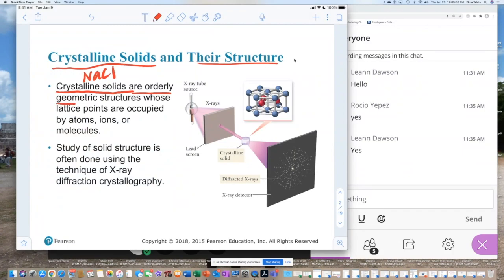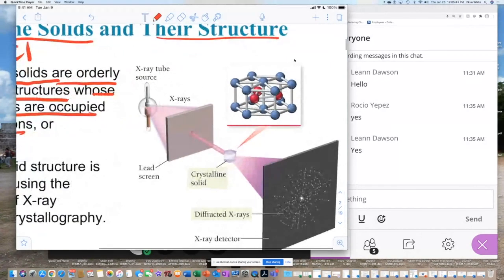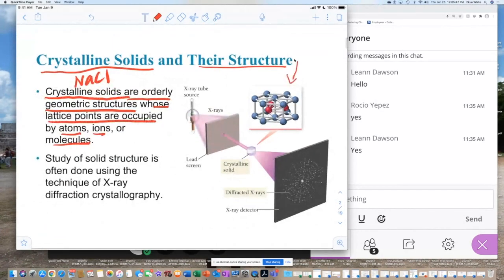They are orderly geometric structures whose lattice points are occupied by either atoms, ions, or molecules. Ions, atoms, or molecules are organized in a very, very organized fashion where they have some kind of geometric relationship. Okay, something like this picture right here. For that reason, when we're looking at these, we're going to be thinking about some kind of geometric relationship. So we're told here the study of solid structures is often done using X-ray diffraction.